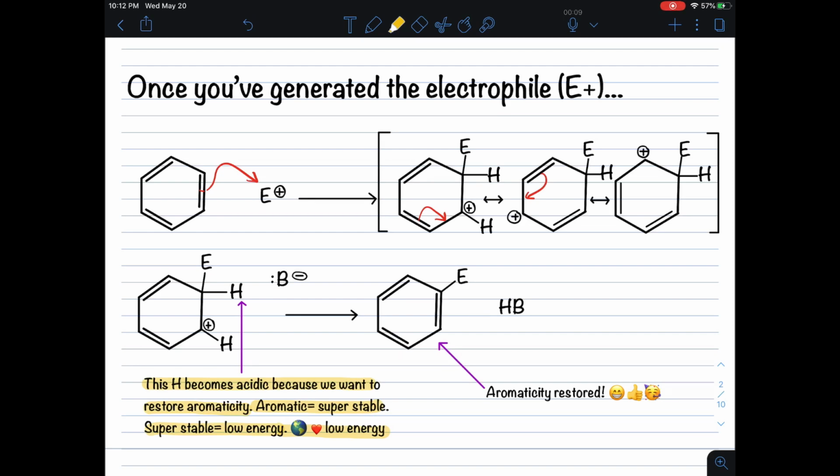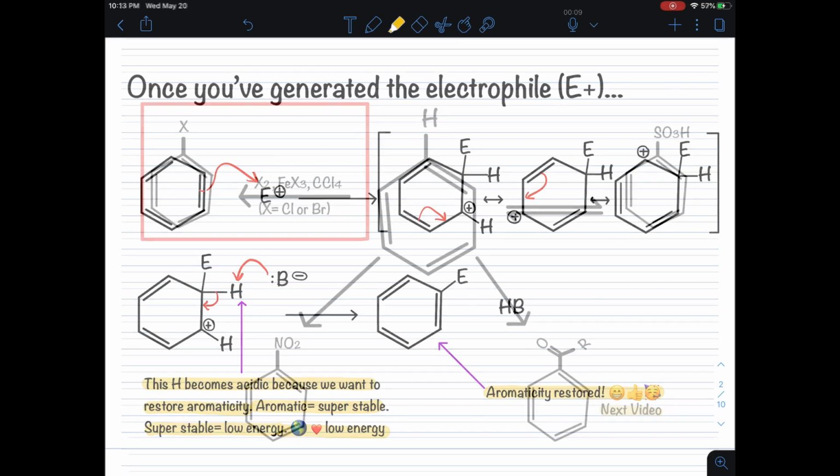And hydrogen is sad and leaves with a base that is floating around in the solution. And it gives its electrons back to benzene to remake the double bond, and voila! We have restored aromaticity. Benzene and the universe are now happy. It sucks for that hydrogen though, but this is what we're going to see across all the EAS mechanisms.